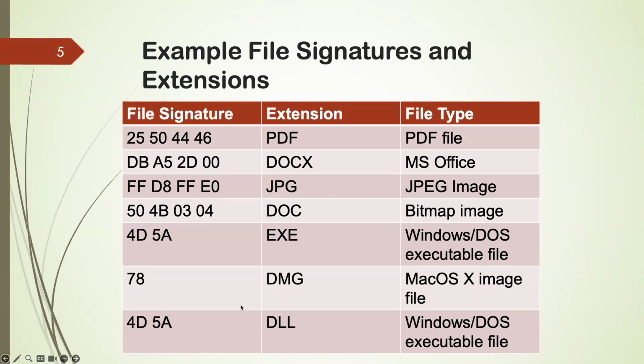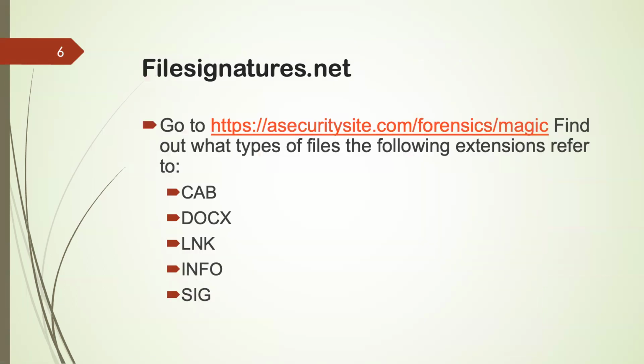So now if you see any file that appears to be a document file or a PDF file, but its file signature is 4D5A, then you can already guess that this is an executable file, which is wrongly assigned the extension or the type of a PDF file or a JPEG file.